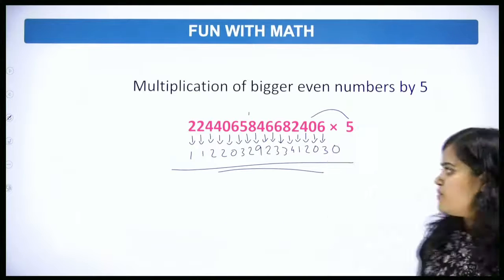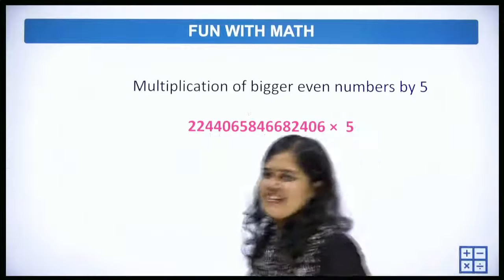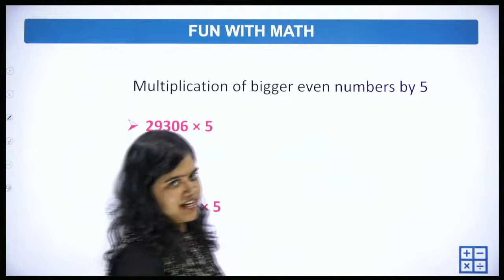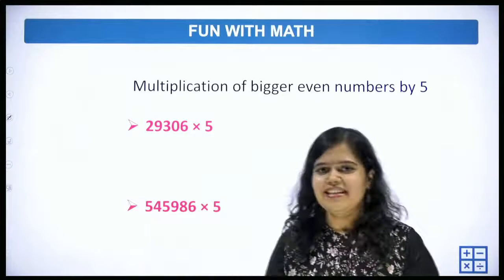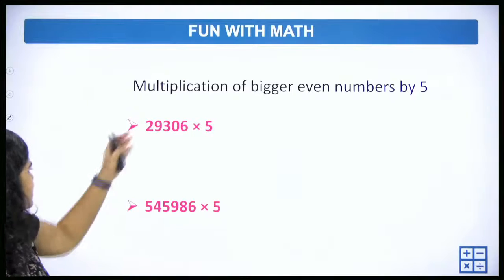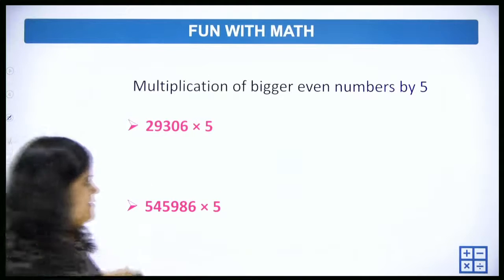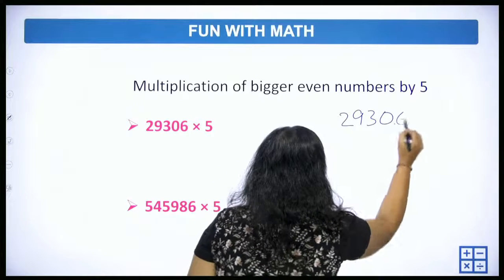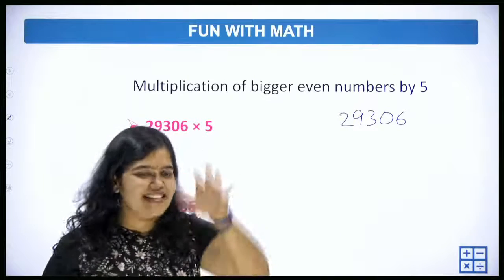So, we'll do a few more sums of this kind in this session. So, let's look into one more question now. Multiplication of bigger even numbers by 5. So these are the two numbers. Let's solve them now. Right. So the number is 29306. Right. 29306. Stopwatch on for 5 seconds.